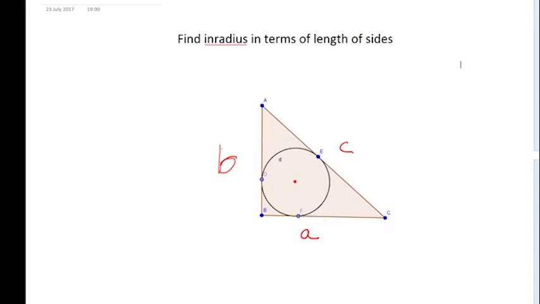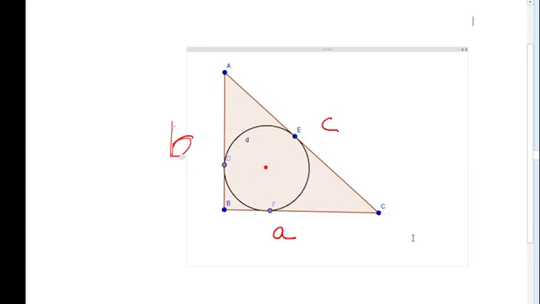Let's look at this question. So we have a right angle triangle. This triangle is right angled, and we have been given all three sides. Ignore what is written on the triangle, etc. But we have been given all three sides, A, B, and C, where C is the hypotenuse, and we need to find the inradius in terms of the lengths of the sides. So what will be the radius of the incircle?